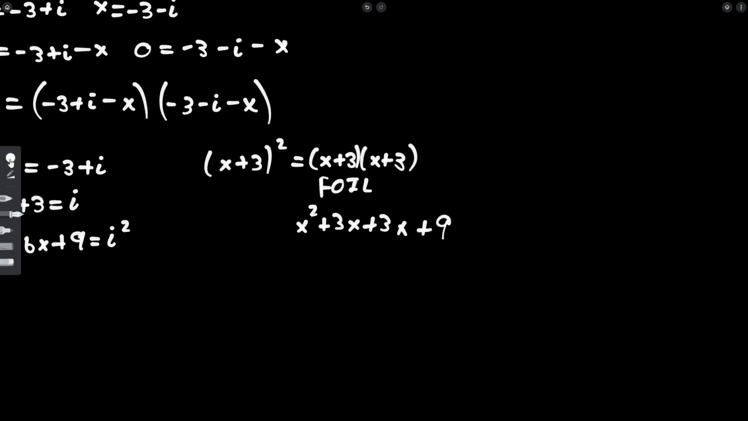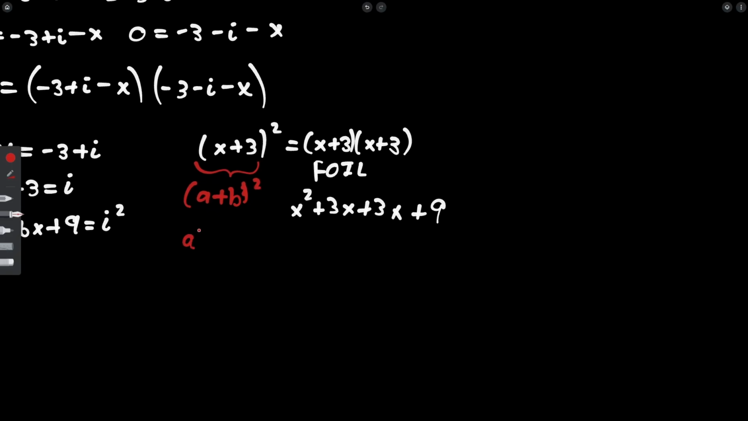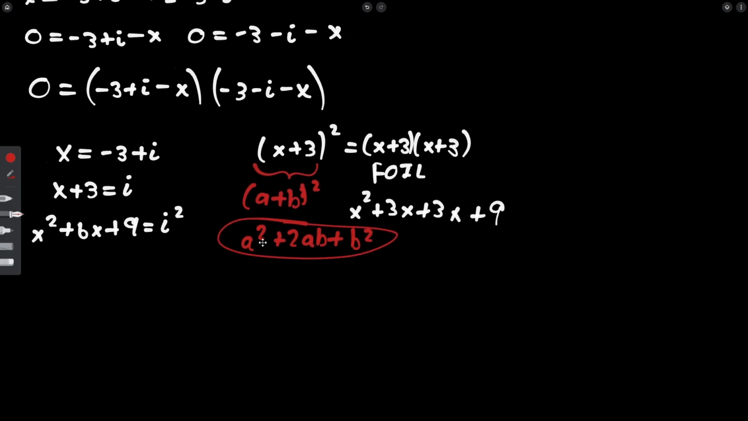Or, if you didn't want to use the FOIL method, because we have this form of a plus b squared, we could have used a squared plus 2ab plus b squared, and we would have gotten the same solutions.